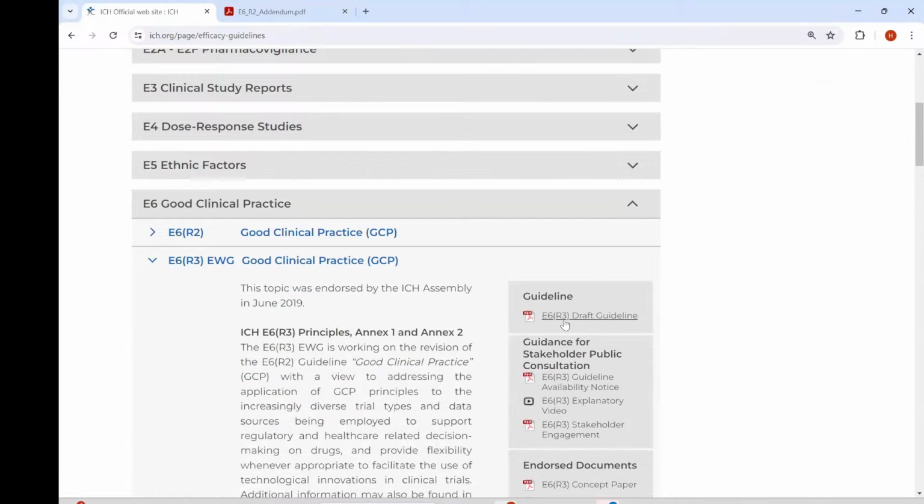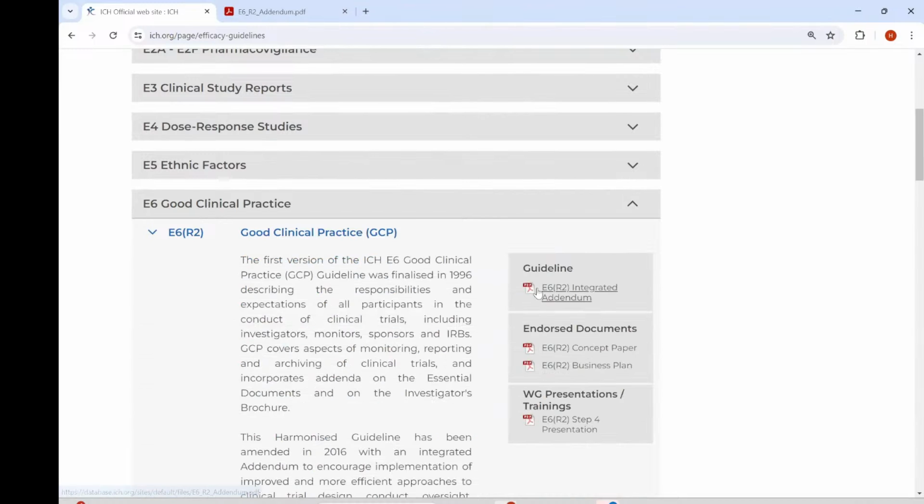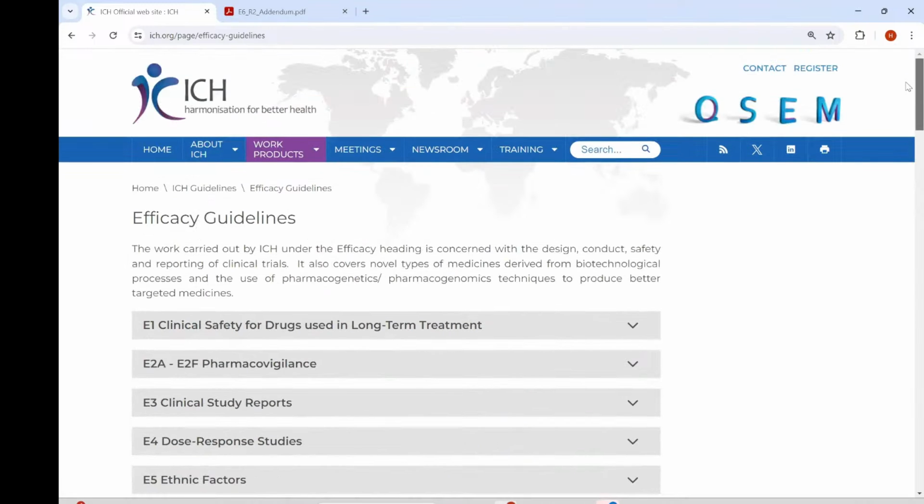We have draft guidelines, and they are planning to release this revision 3 down the line. It might take up to 2 to 3 years to finalize this revision 3. You can download the good clinical practice document from here, and you can see the updates related to the efficacy guidelines anytime on this website.